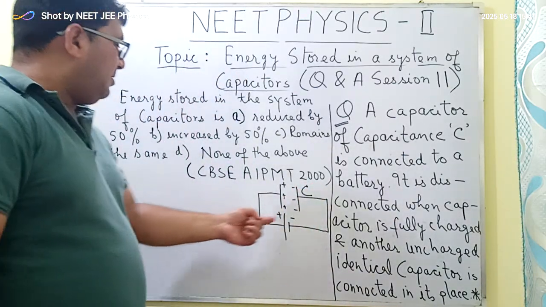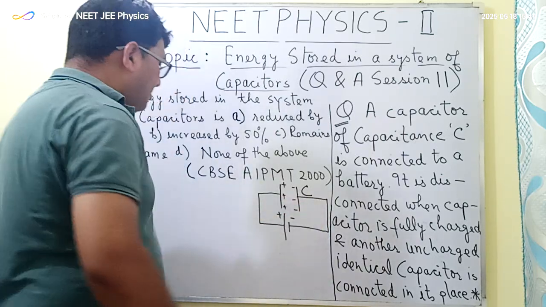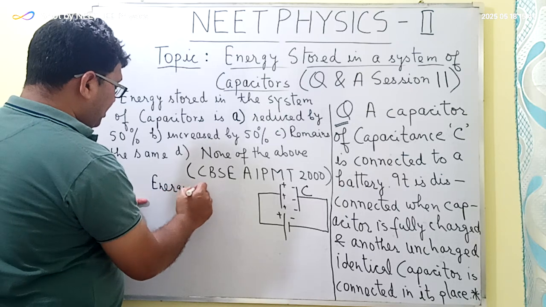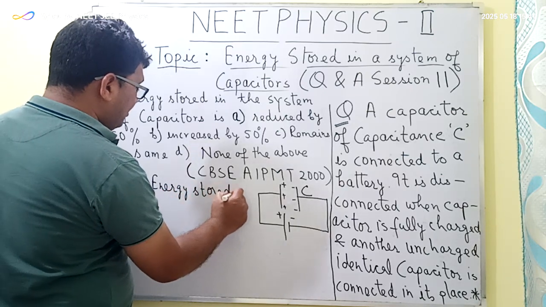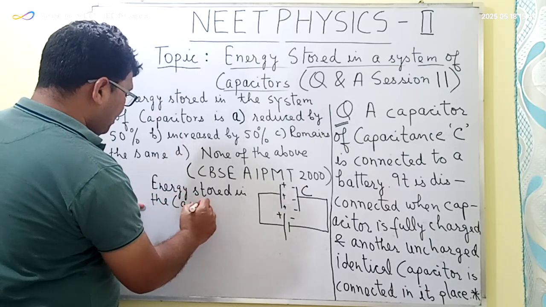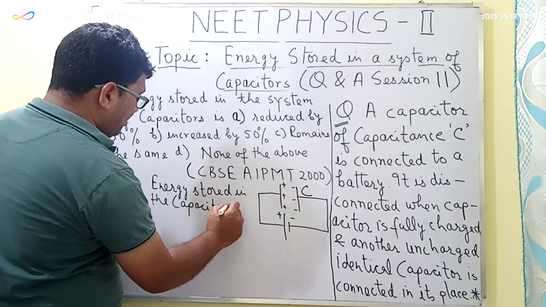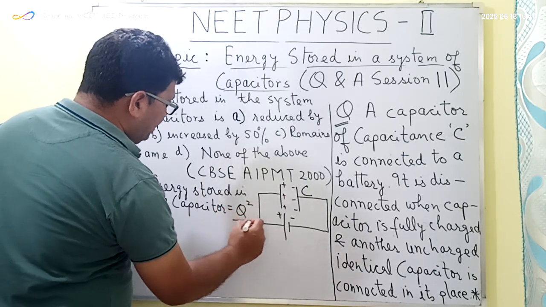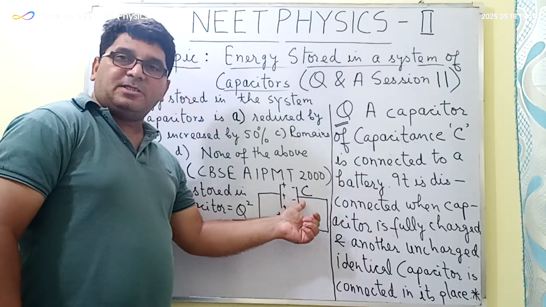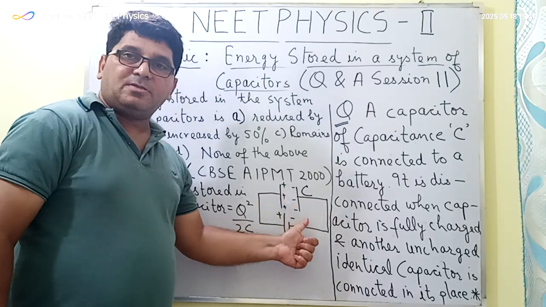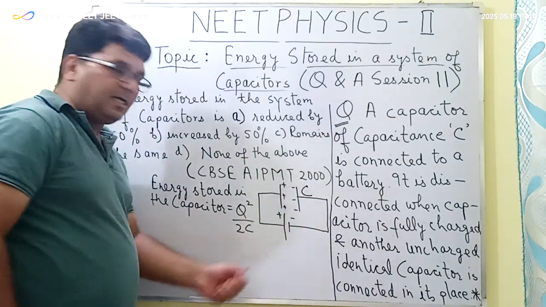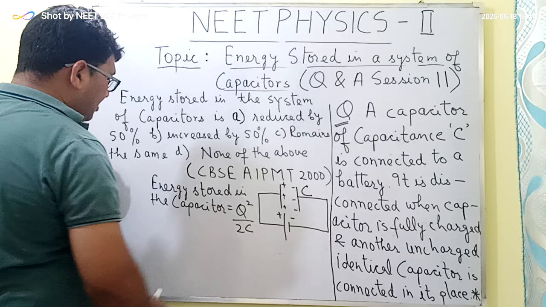So when the capacitor is fully charged, then the energy stored in the capacitor will be equal to Q square upon 2C, where Q is the charge stored in this capacitor when it is fully charged, and C is the capacitance of it. And this is the standard formula, and I hope every one of you must be knowing about it.